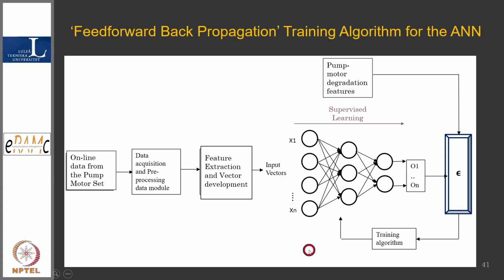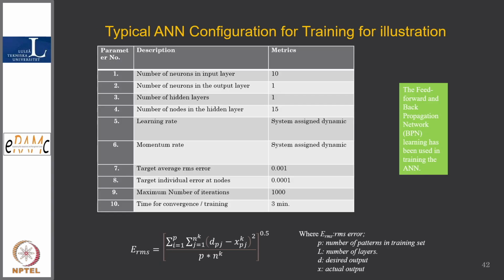So, this is how training happens in closed loop, and this is how the recall tests are performed. And finally, a neural network is built. How will you state the specification of the neural network that you have built? Number of neurons in the input layer 10, number of neurons in the output layer 1, if you can manage with the 1 only. Number of hidden layers is 1. Number of nodes in the hidden layer 15.